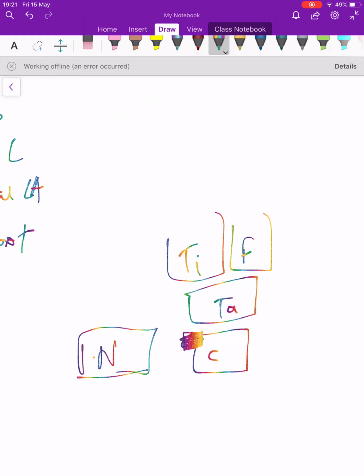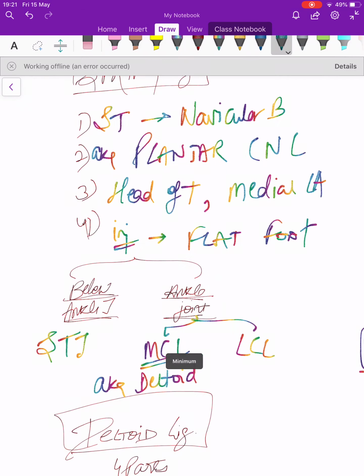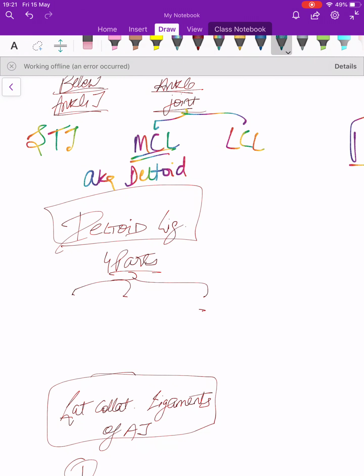Right? So which one is the spring ligament? This one. Fine, this one is the spring ligament. Right? Now next we will talk regarding the deltoid ligament. So deltoid ligament, it is a strong ligament and it has four parts.